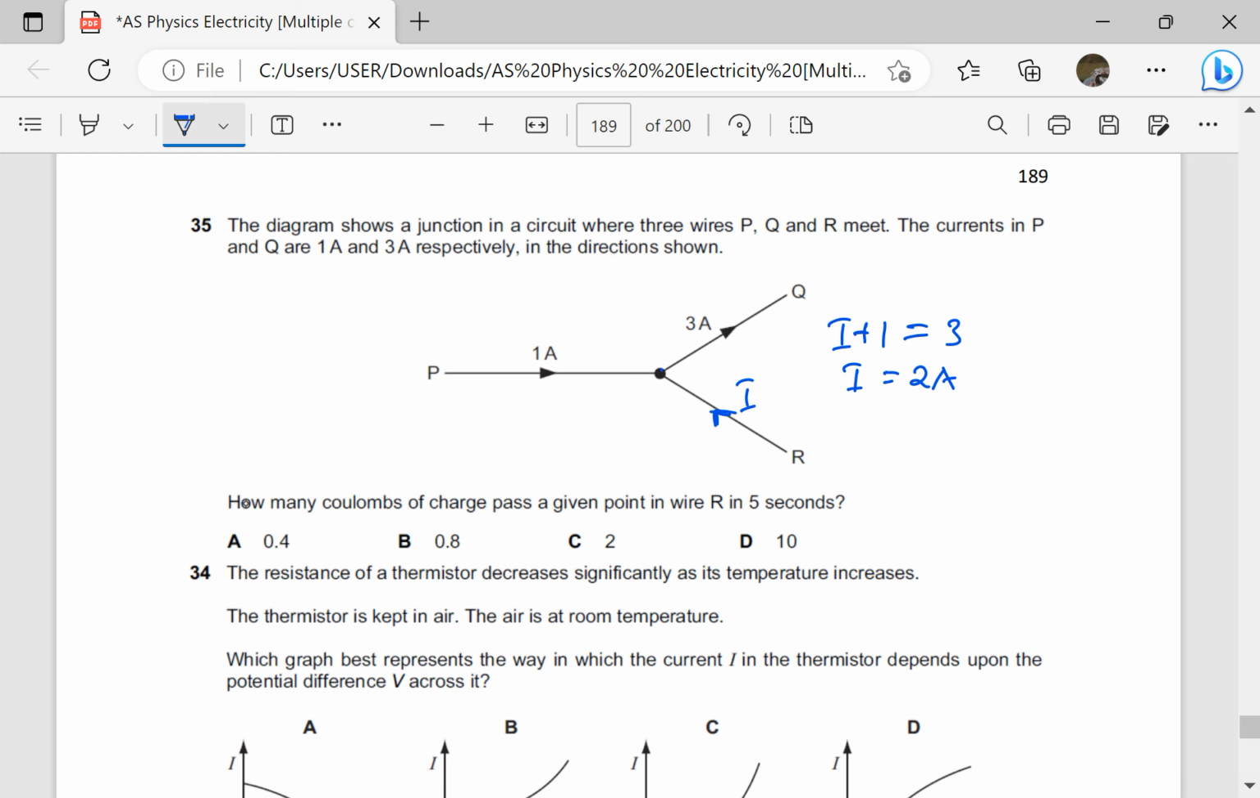So we wanted the number of coulombs of charge. So we know that charge is equal to IT. Charge is IT. So I is 2 times time, which is 5. And this gives us 10 coulombs. So our answer here is going to be D.